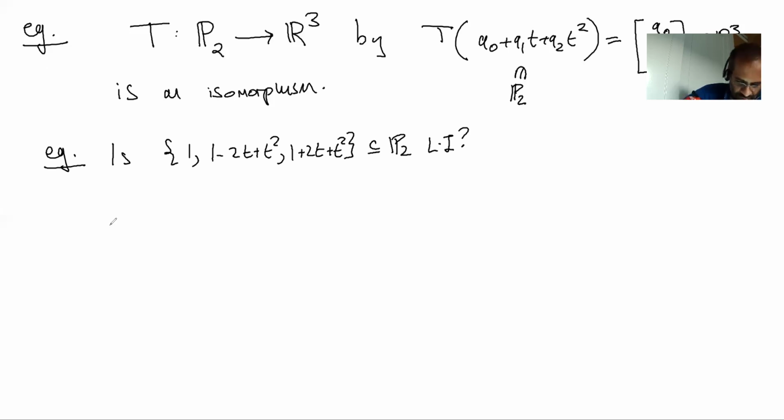Okay, so now we're in this unfamiliar setting, right? So what do we do? Well, by what I wrote on the previous slide, because you have this isomorphism, these things are linearly independent if and only if the transformations of these things are linearly independent.